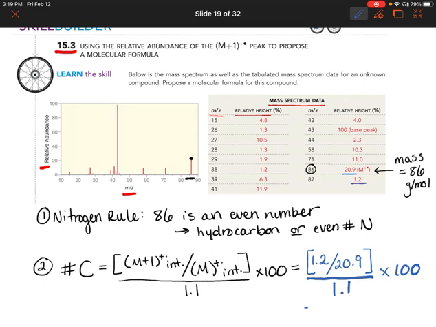If you want to plug that into your calculator and see how many carbons we have, feel free to pause the video, and when you unpause, we'll go over the answer together. I got about 5 as my answer. So that tells me I have 5 carbons in my molecule. We figured out part of our molecular formula. We have 5 carbons.